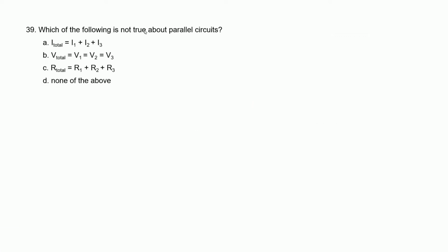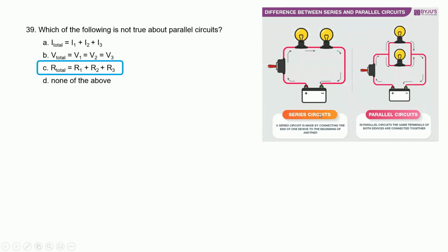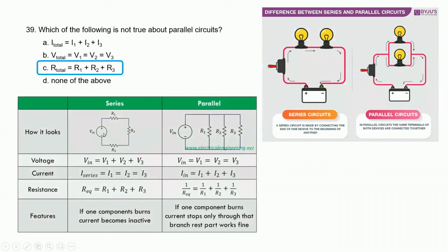Number 39, which of the following is not true about parallel circuits? So, the correct answer here is letter C. This formula is for series circuits. So, what is the difference? When we say series circuits, it is made by connecting the end of one device to the beginning of another, like this. And then, in a parallel circuit, the same terminals of both devices are connected together. So, the positive terminal of one device and the positive terminal of the other device are connected. Then, the same goes for the negative terminal. And as you can see in this diagram, this is what a series and parallel circuit look like.